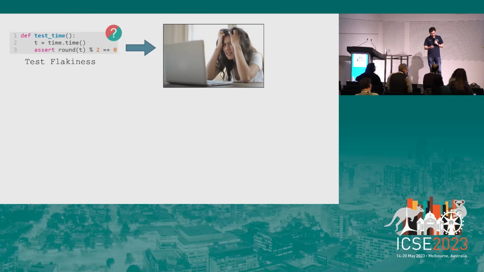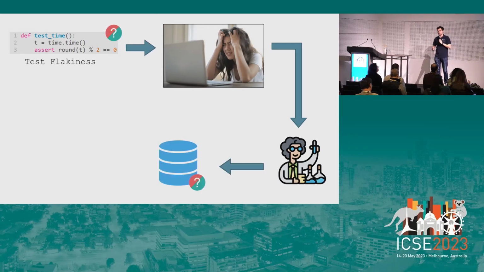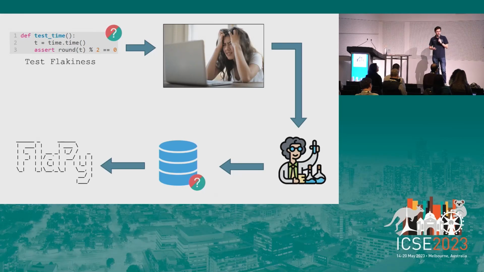About 10 years ago, researchers became interested in this phenomenon, and they started studying it and proposing mitigations and ways to detect, fix, and debug flaky tests. And in order to do all of those things, they need some study subjects. So whenever you develop a treatment, you need some guinea pigs to try it out on, right?